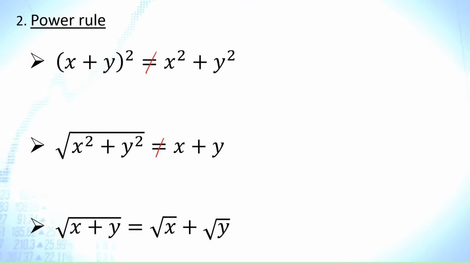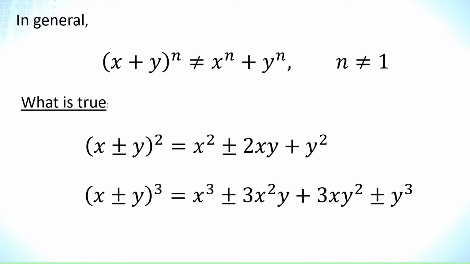In the third one, the square root of x plus y. Sometimes I have seen that this is written as the square root of x, the square root of the first term, plus the square root of the second term. This is again not true. So these are all not correct. In general, (x plus y) to the n power is not equal to x to the n plus y to the n unless n equals 1. If n equals 1, it works. But for any other values, it does not work. It's not equal to x^n plus y^n.